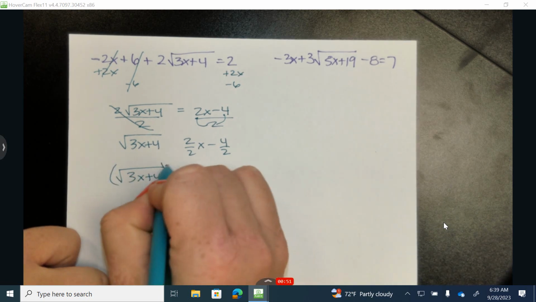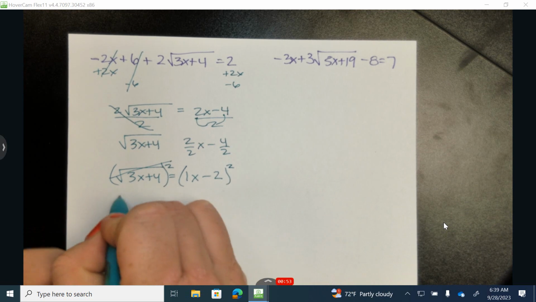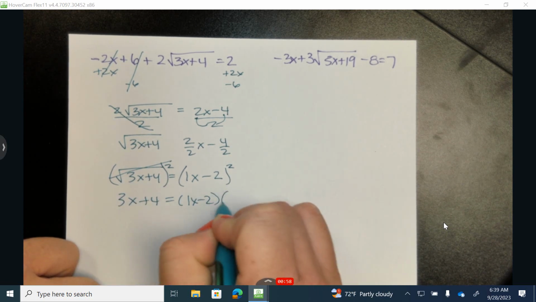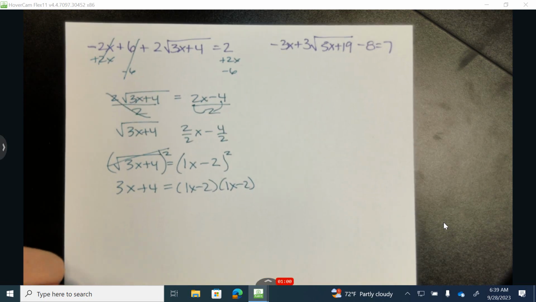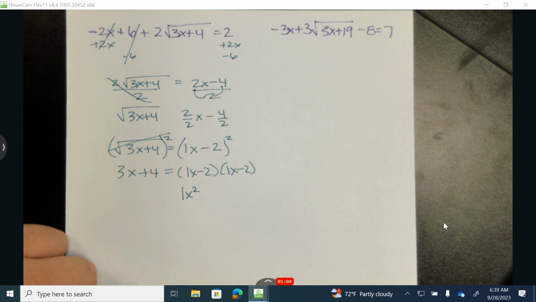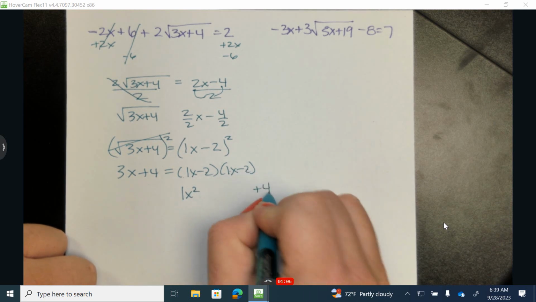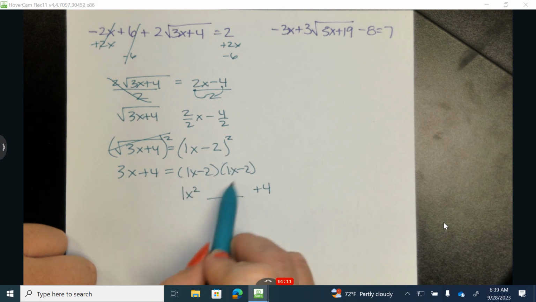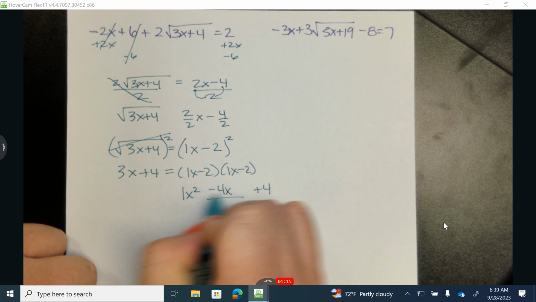So in order to remove the square root, I'm going to square both sides. I get 3x plus 4 is equal to 1x minus 2 times 1x minus 2. Okay, now I'm going to multiply on the right-hand side. 1 times 1 is 1x squared. Negative 2 times negative 2 is positive 4. The inside is negative 2x. The outside is negative 2x. Negative 2x and negative 2x is negative 4x when you combine.